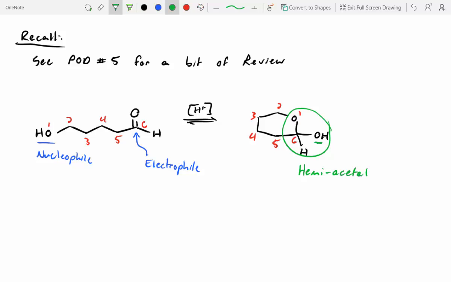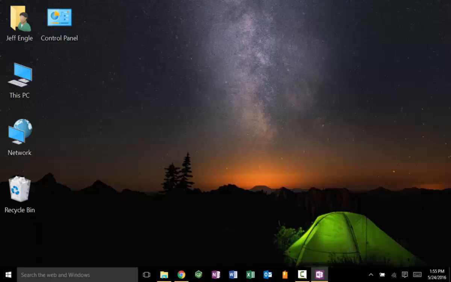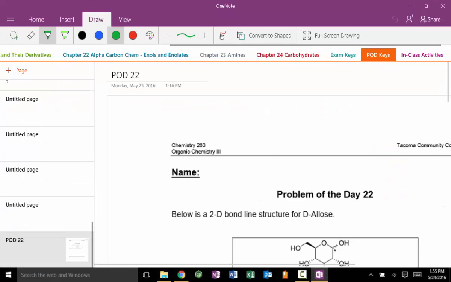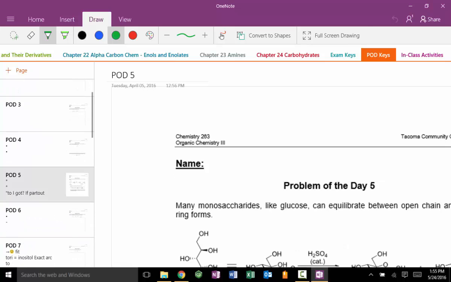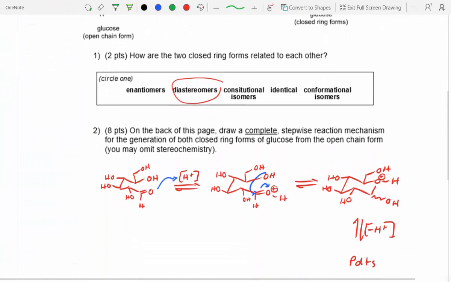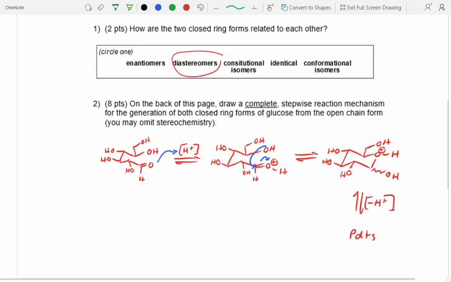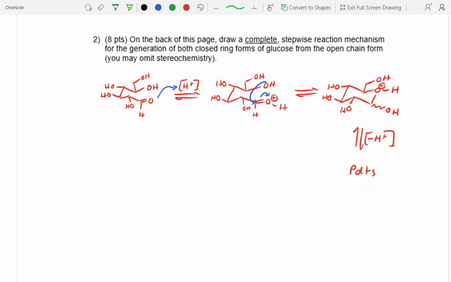And oftentimes sugars exist in this hemiacetal form, where they can interconvert between being in the ring open form or the ring closed form. The ring closed form is usually a hemiacetal, and the ring open form will be either that aldehyde or ketone form. So if you need to, go back to the pod section in the course notebook. So let's quickly look at it and just review this reaction so that you feel comfortable doing all of the proton transfers necessary in order to interconvert between the open chain form of D-glucose and the closed chain form.